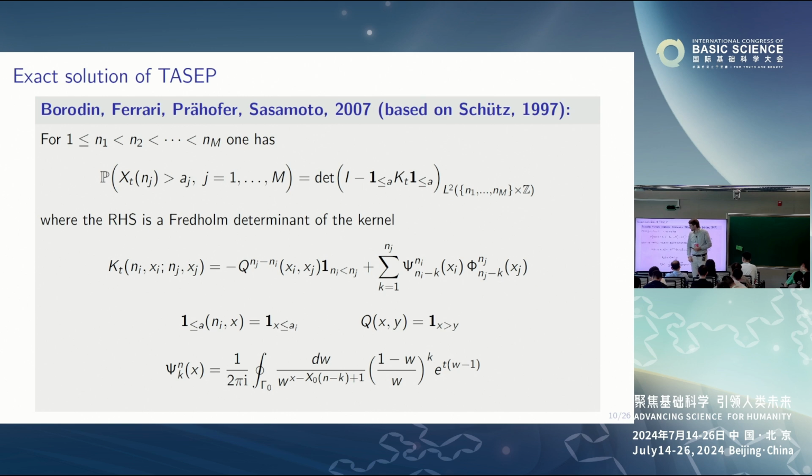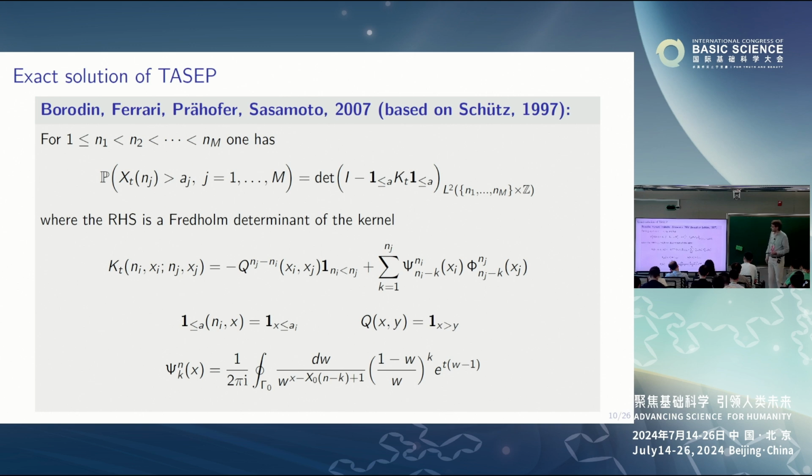So in other words, they looked at the multi-point distribution function of TASEP particles. So we fix some indices of the particles whose distribution we want to study, and we look at the probability that at time t, the n_j-th particle is located to the right of some fixed value a_j. Okay. So they proved that this multi-point distribution function is equal to a Fredholm determinant.